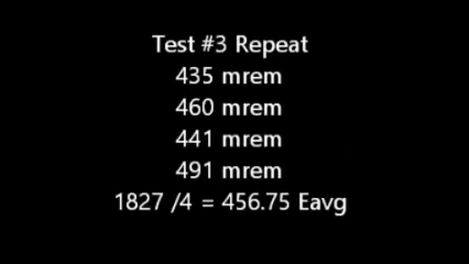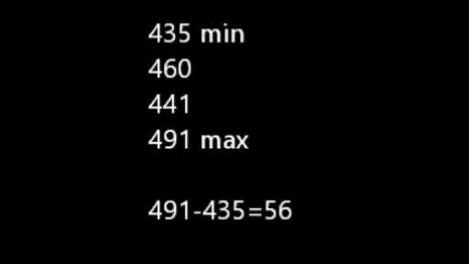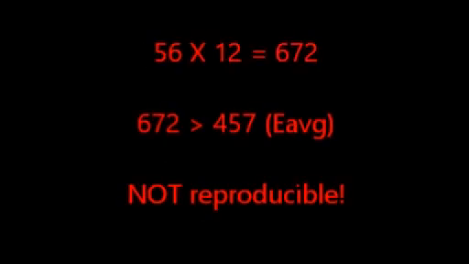A repeat test at 80 kVp, 100 milliseconds at 200 milliamps on the large focal spot gives these results. The difference between maximum and minimum is now 56, which times 12 is 672. This still exceeds the average of 457, and therefore this mAs station is not reproducible.